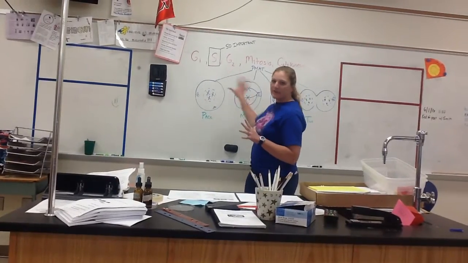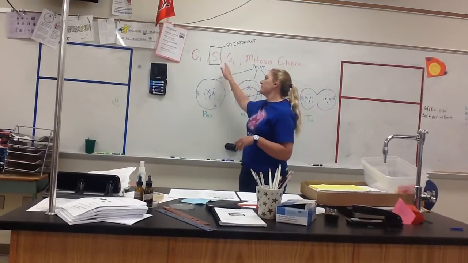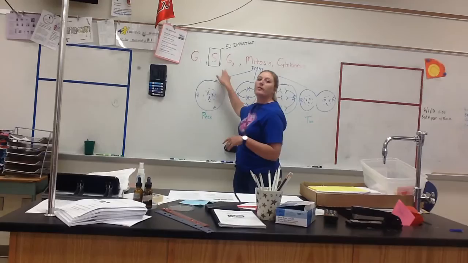Before I get to all of this down here, we got to talk about S. S is so important. In that part of the cell cycle, DNA is going to replicate. It replicates so that at the end of mitosis and cytokinesis, we are going to have 2 identical cells. So we have to replicate to have the identity at the very end. That's a very important step in the cell cycle.